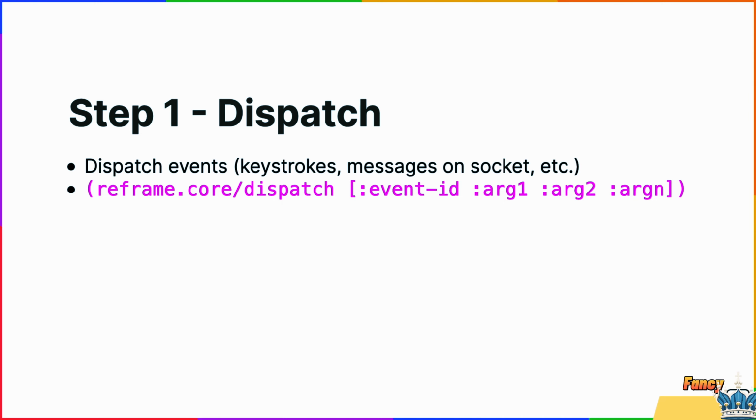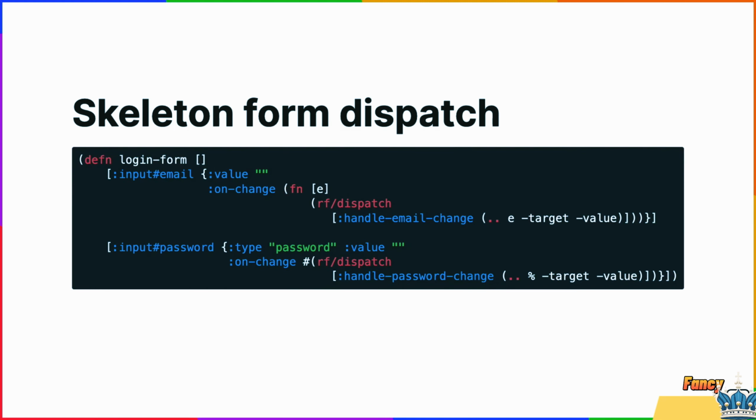Dispatch accepts a vector where the first element is the ID of the event we want to dispatch, and data that we wish to pass along can be passed as subsequent arguments of the vector. In more concrete terms, in the login form component, we wish to save the state in Re-frame, so we can modify the onChange handlers to dispatch change events.